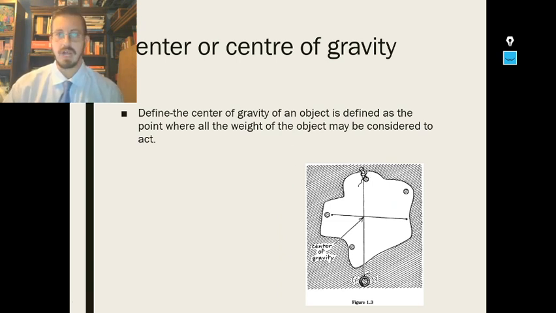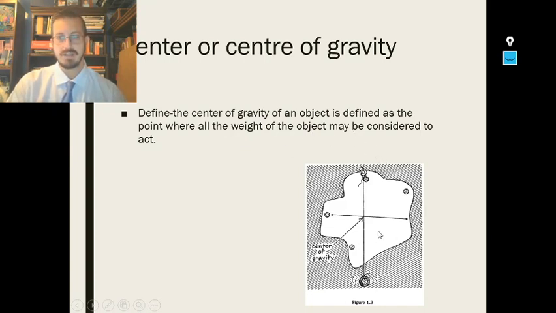The center of gravity is important when we consider how the shapes of objects can really affect their motion. And so as a simplification, we think about the center of gravity of an object. The center of gravity of an object is defined as the point where all the weight of the object may be considered to act.